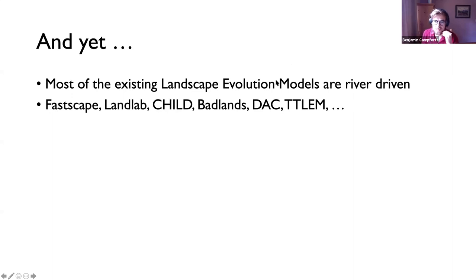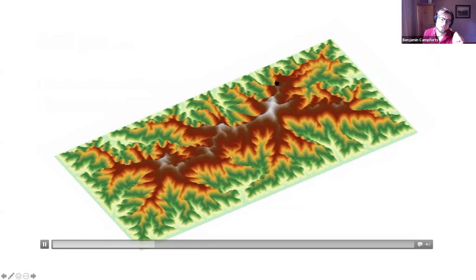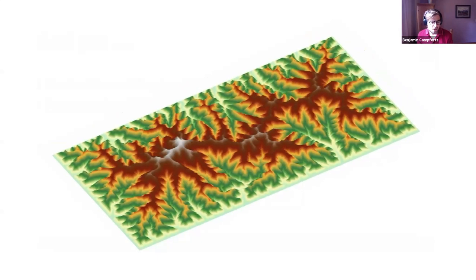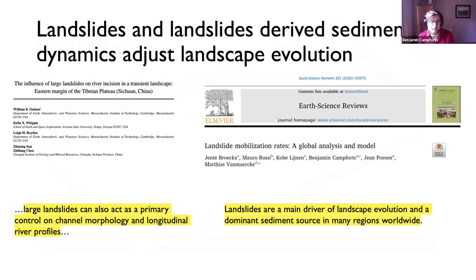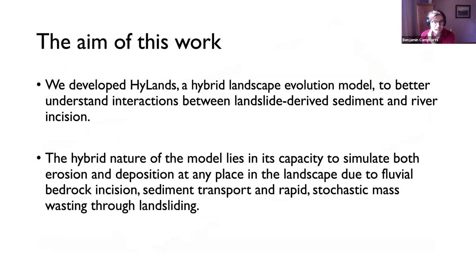That kind of makes sense, because if you look at landscape evolution models simulated with only rivers, they look realistic, and that's because of the time scale over which we are running them. However, during the last decades, there have been many papers saying that landslides do affect channel morphology and landscapes in general, and also that landslides are a main driver of landscape evolution and a dominant source of sediment, which is why we developed Highlands.